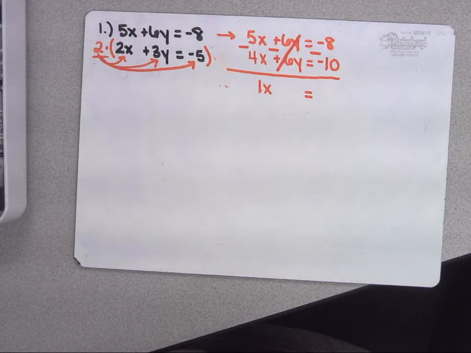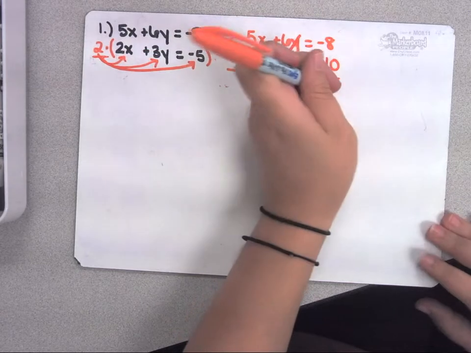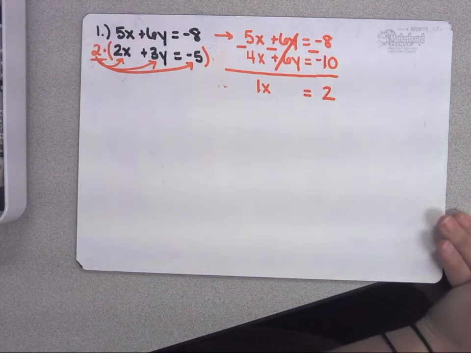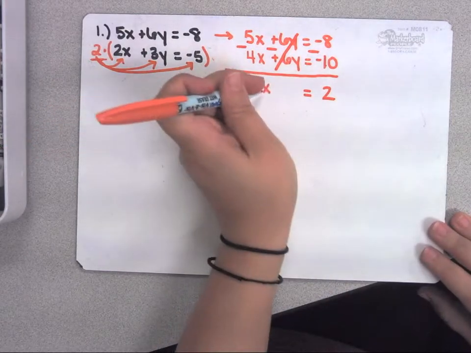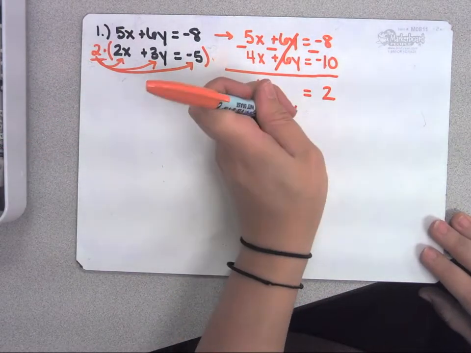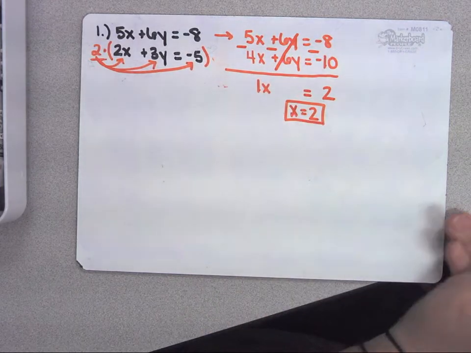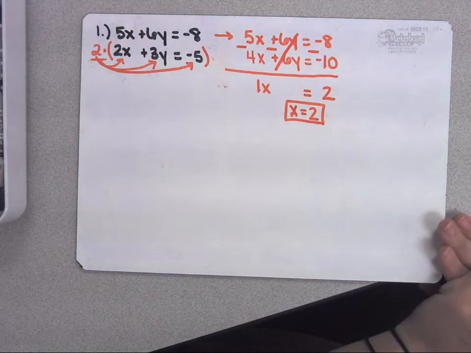Negative 8 minus negative 10. What is negative 8 minus negative 10? Positive 2. Do we have an answer for x? Yes, so because 1 doesn't really do anything, right? X equals 2. Once we have an answer, what did we do beforehand?